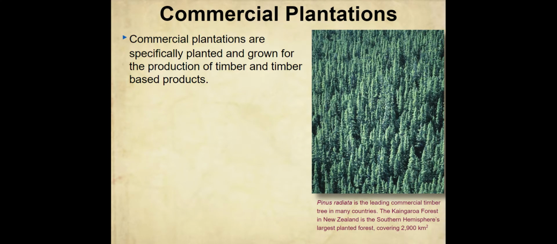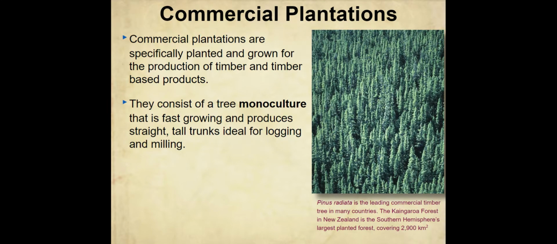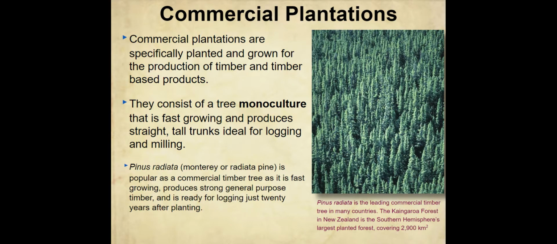All right. So commercial plantations. These are specifically planted and grown for the production of timber or timber-based products. It's one type of tree. It's a monoculture. It's usually fast-growing, produces straight, tall trunks, ideal for logging. Okay, so if you see here, these are Monterey pines. It's a very popular commercial timber tree. It's fast growing and it's ready for logging just 20 years after planting.